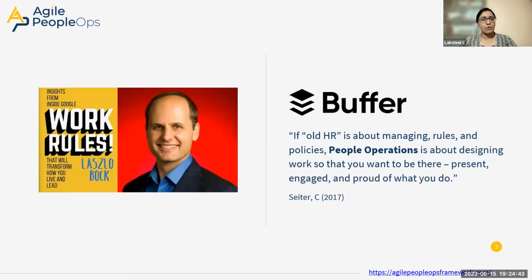So yeah, here is where Buffer, which is a company in the digital marketing space, very well says that people operations is about designing the work so that you want to be there, present, engaged, and proud of what you do, right? And of course, I would like to mention here that Google and Facebook were among the first companies who had gone ahead and said that HR is outdated and it should be called the people function or people ops function. And that is well said in this book, Work Rules by Laszlo Bock, right? Next slide, Mariana.